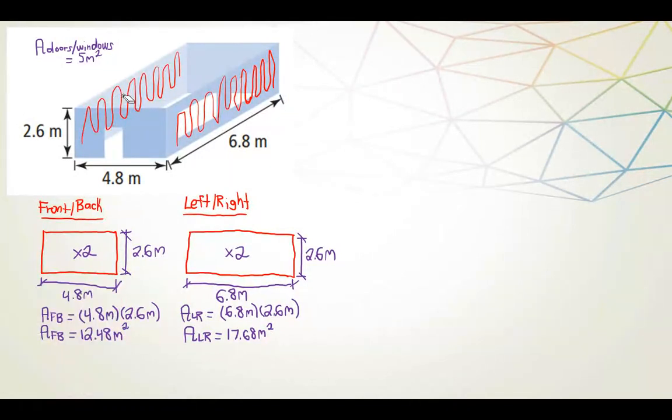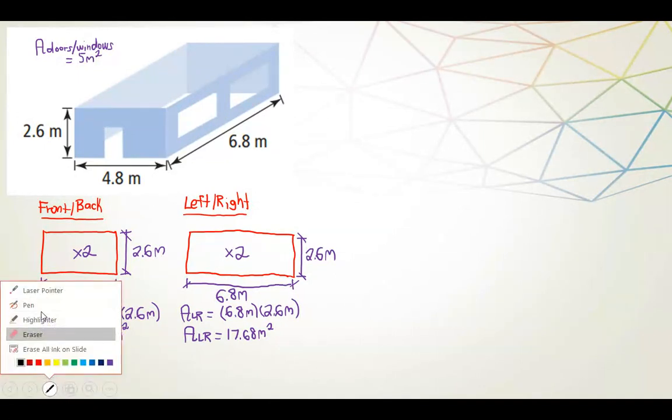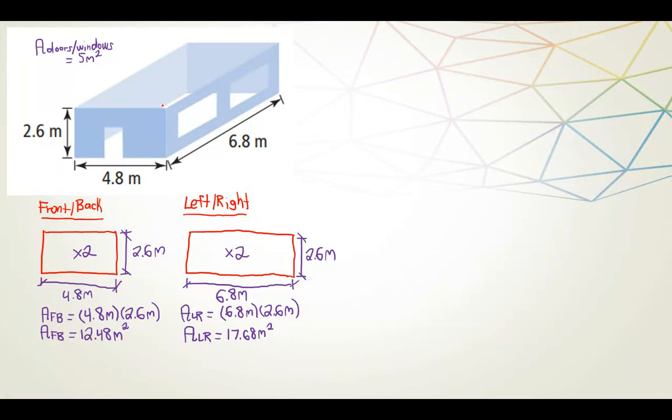Now, we only have one other face to look at. So let's get rid of this. We're also painting the ceiling. So the ceiling would be this top face. Again, we're not going to write down the bottom because we are not painting the floor, so we're not interested in the surface area of the floor.